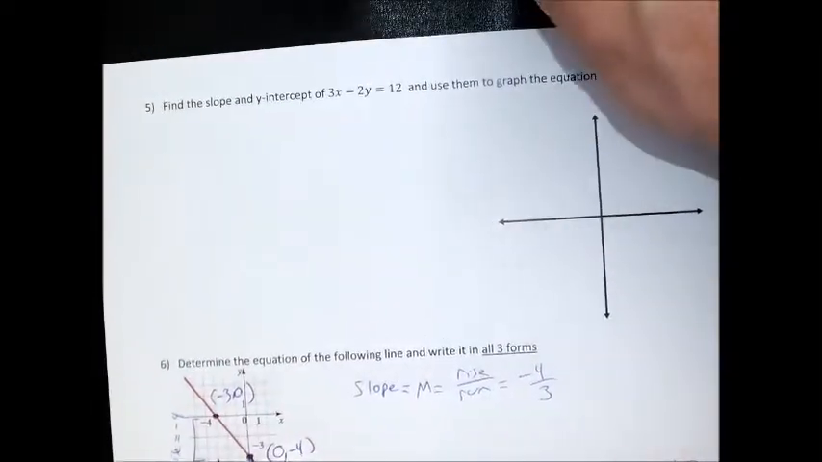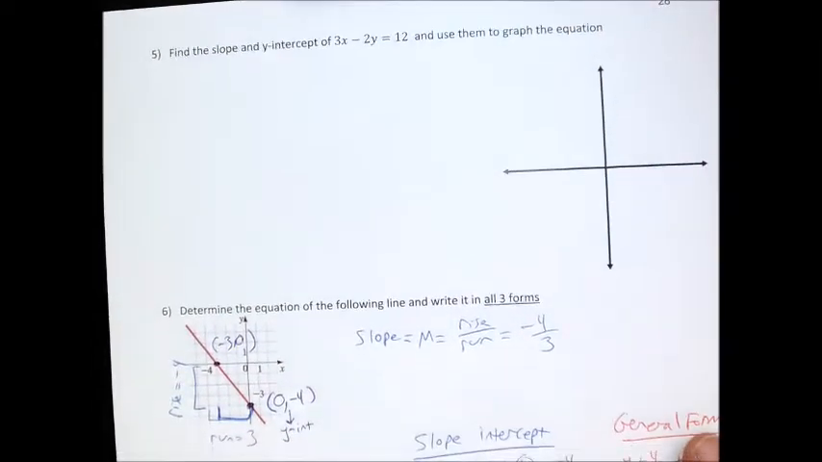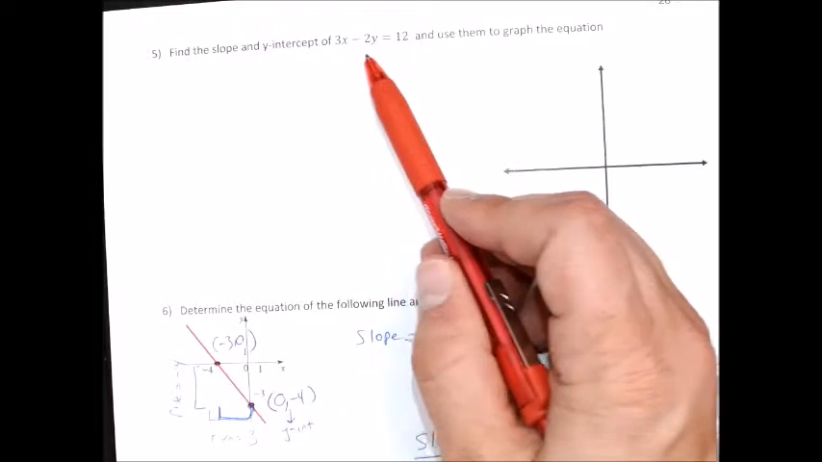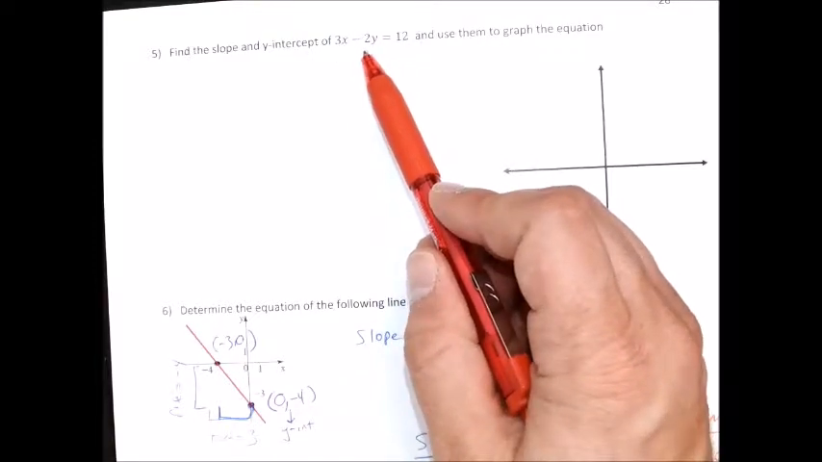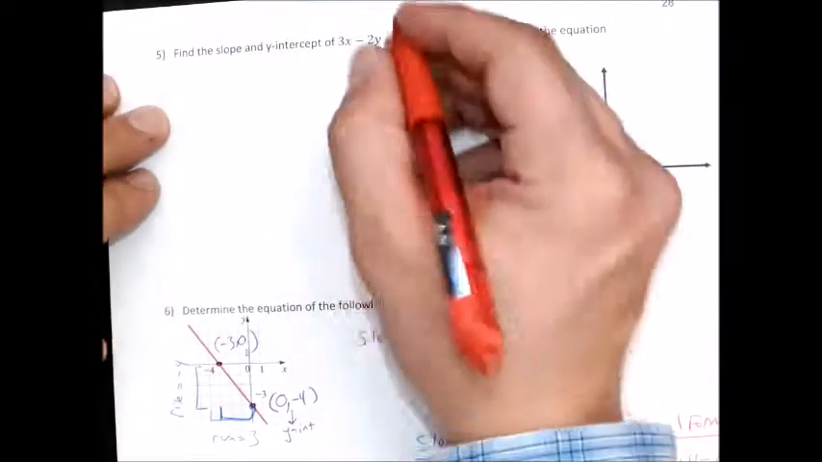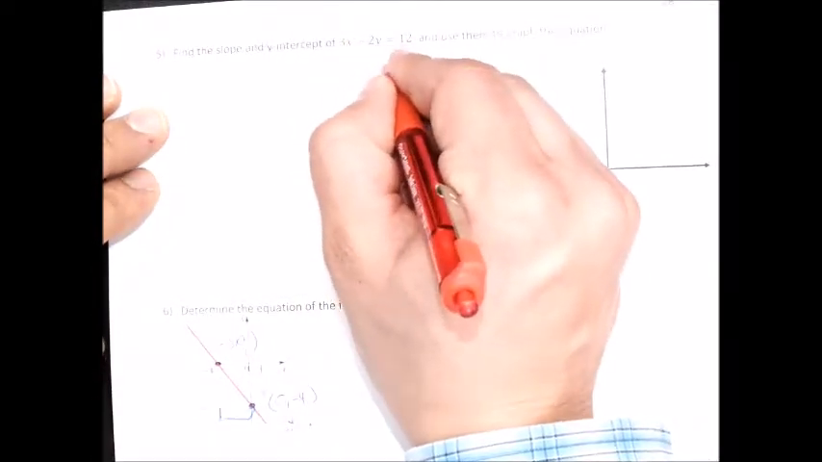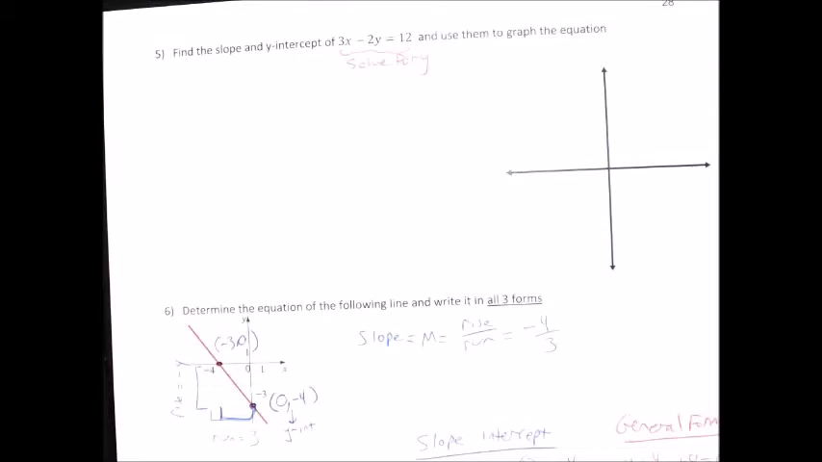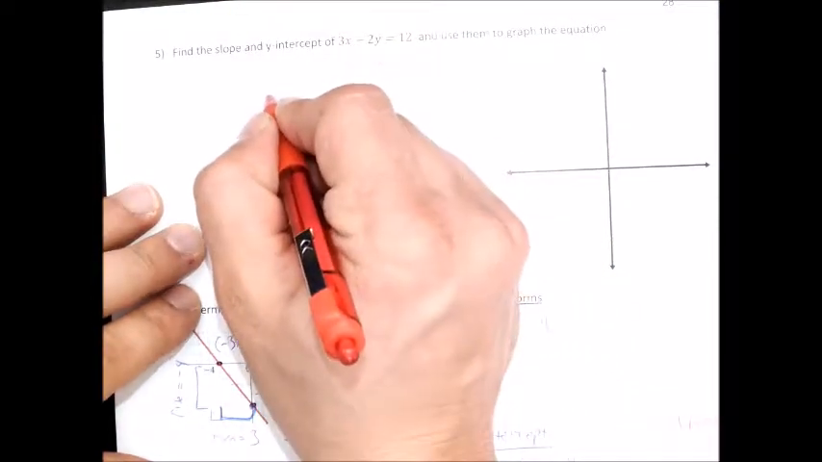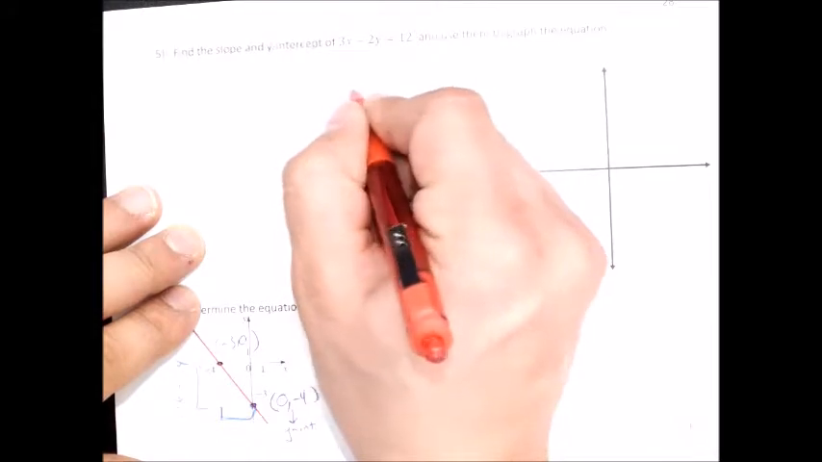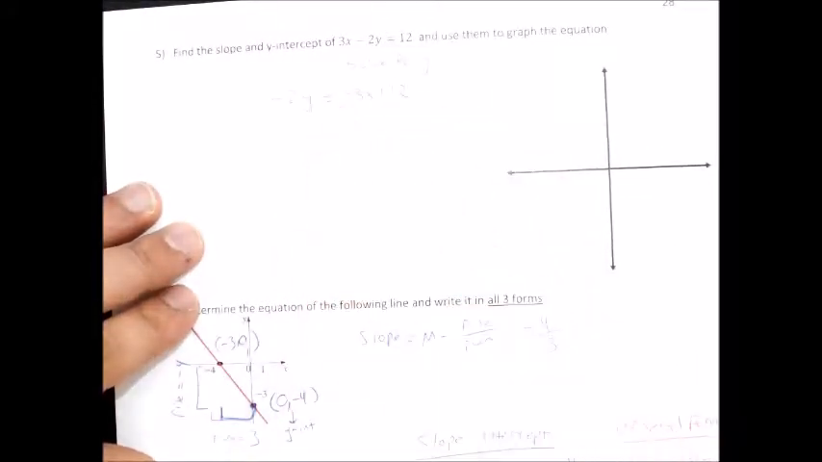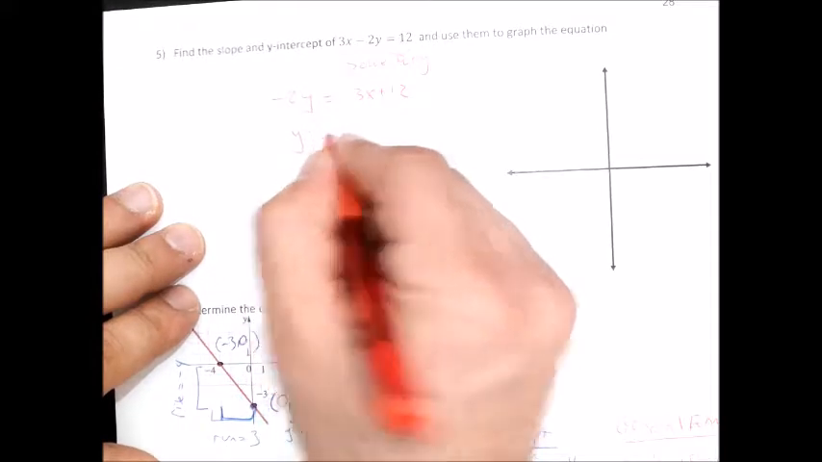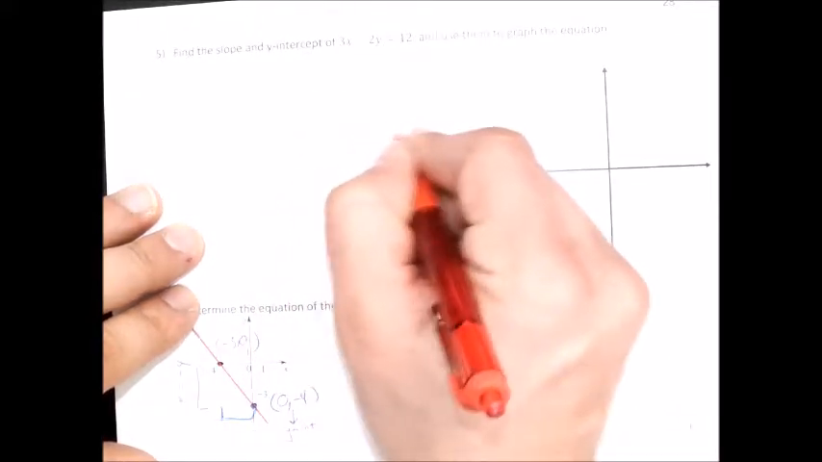All right, let's look at 5. So find the slope and y-intercept of this line. We could figure out what the y-intercept is right now if we plug in x equals 0, but the slope's not easy to find. And so let's just solve for y again. Because if we solve for y, it'll be in the form of y equals mx plus b, and then we'll be able to just pick the slope and the y-intercept right off of there. And so if I solve for y, we would get minus 2y equals minus 3x plus 12. Right? I subtract the 3x over, and then we divide by -2, and we'll get 3/2 x minus 6.